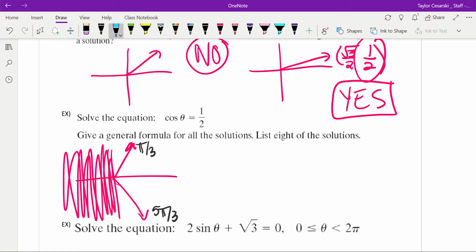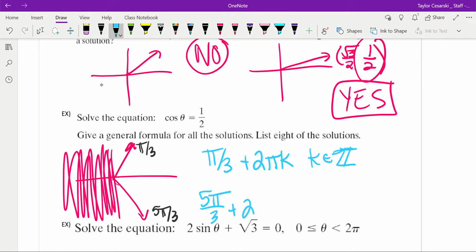So the general formula, I can always take pi over 3 plus 2 pi k, because 2 pi represents a full circle. Okay? So 2 pi k, where k exists as an integer. Remember that from when we talked about graphing sine and cosine and all of that, and cosecant. Same thing with 5 pi over 3 plus 2 pi k, where k exists as an integer, because that will get me to the same spot on my unit circle.